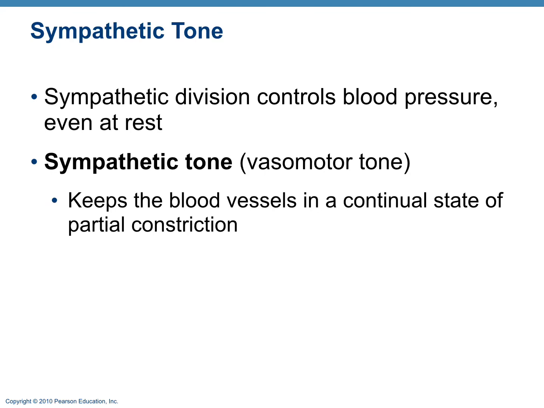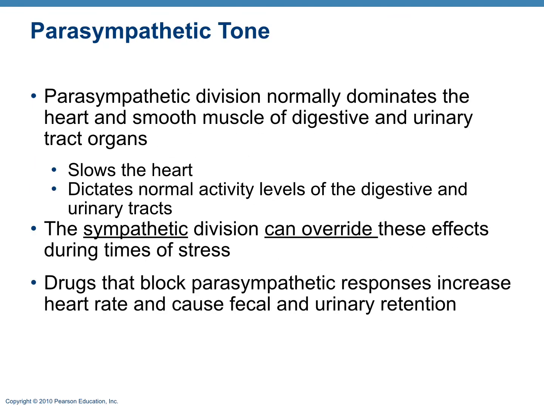So it's a specific function, specialized to the sympathetic nervous system. So what is parasympathetic tone? Well, it normally dominates the heart and smooth muscle of the digestive system and the urinary tract. It slows the heart rate. Again, this dictates normal activity of the digestive and urinary tract, but the sympathetic nervous system can override it, right? We said that if the sympathetic nervous system becomes active, it always overrides it, which means it will inhibit digestion. It will raise the heart rate, because we know parasympathetic is going to lower or slow the heart rate.